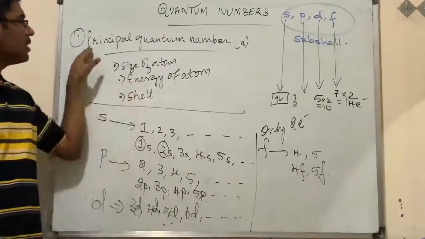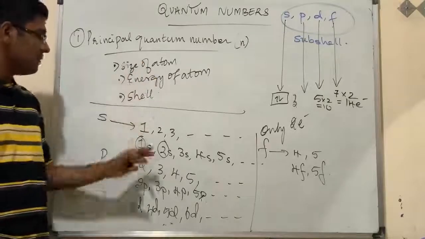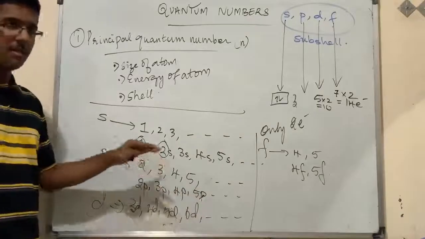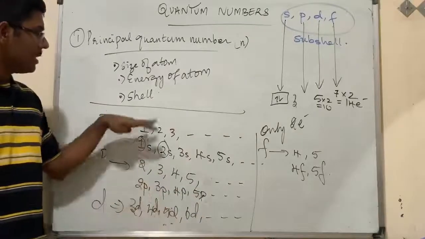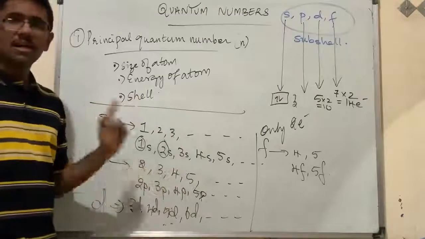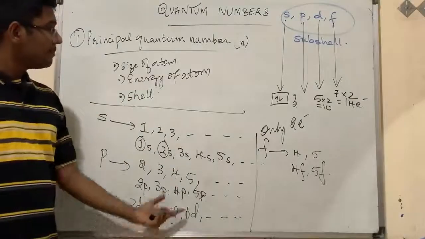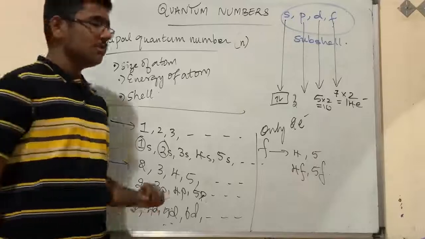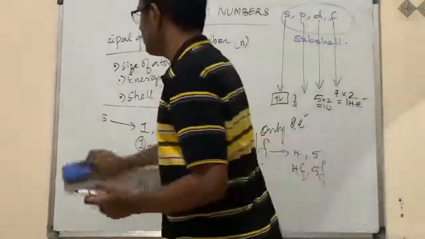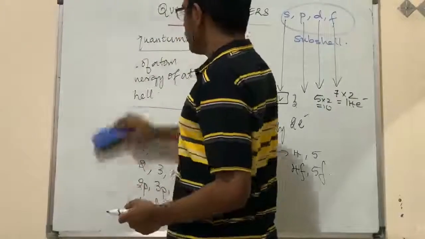So the principal quantum number n gives the size of the atom. We can predict that the size or the energy of the 5p orbital is more than 4p, than 3p, than 2p. Then the shell and subshell where it is located are very clear by identifying the principal quantum number. After understanding the principal quantum number, the next important quantum number which you have to study is the azimuthal quantum number.